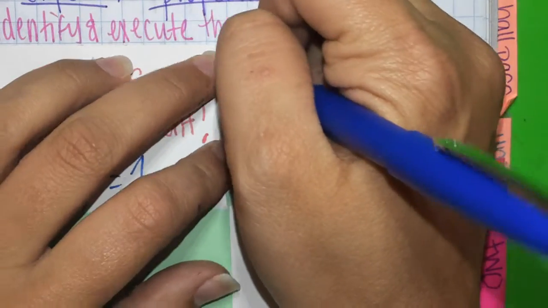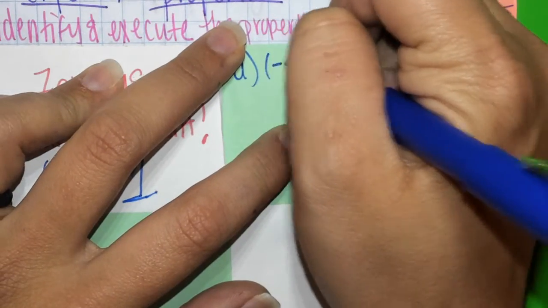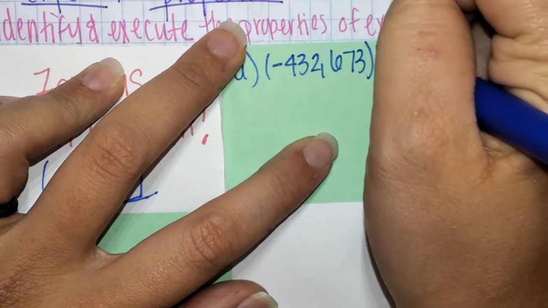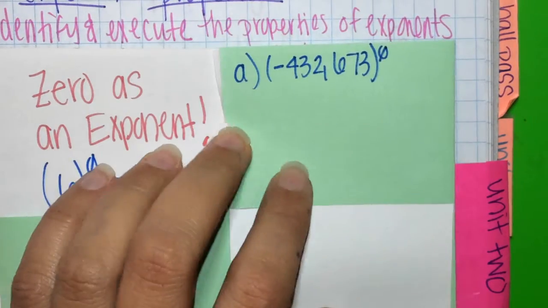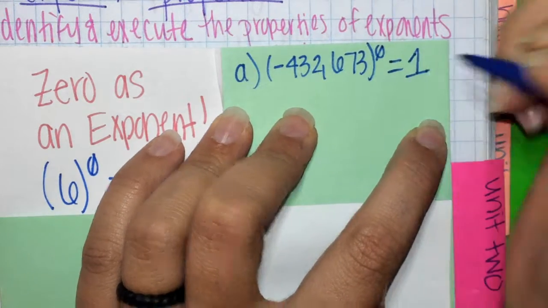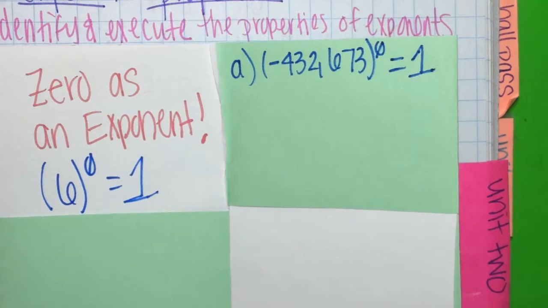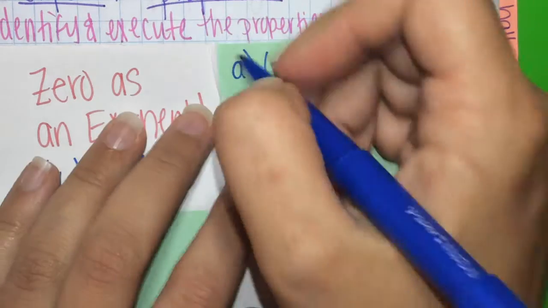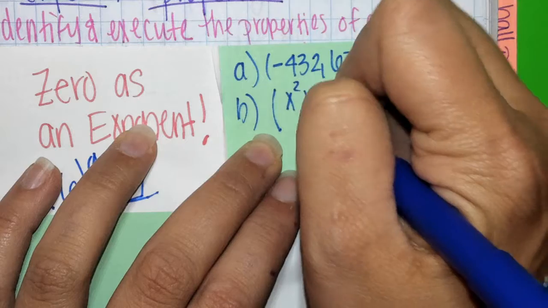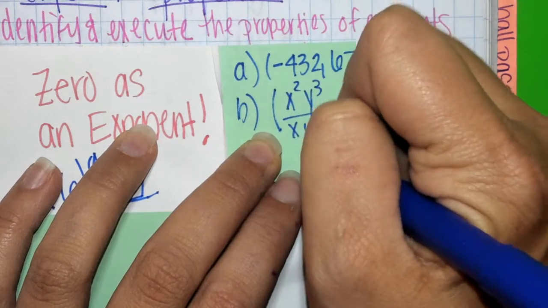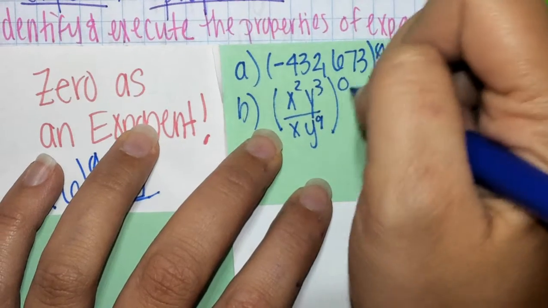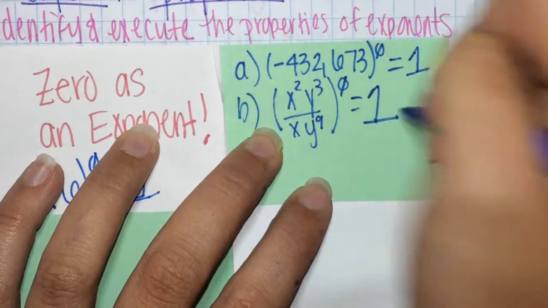So if I write negative 432,673 to the 0 power, the answer is going to be 1. If I write x squared y cubed divided by x y to the 9th, to the 0 power, it's going to be 1. I don't have to do anything else. I just write 1. That's it.